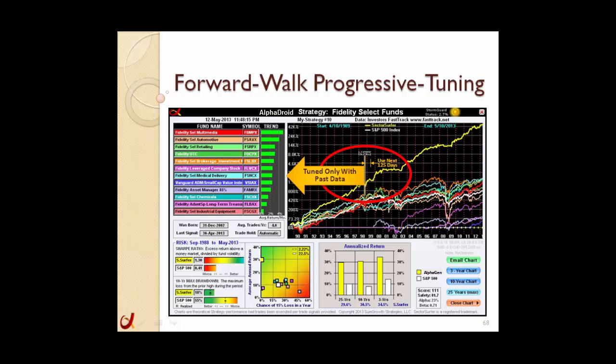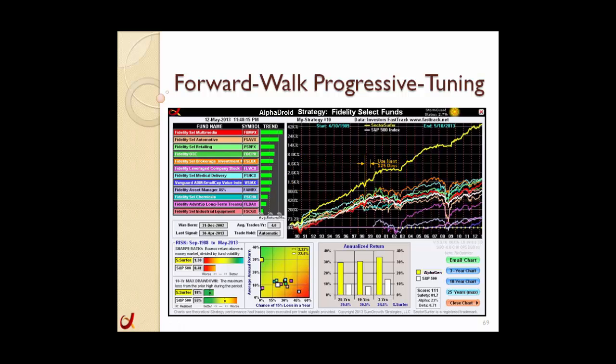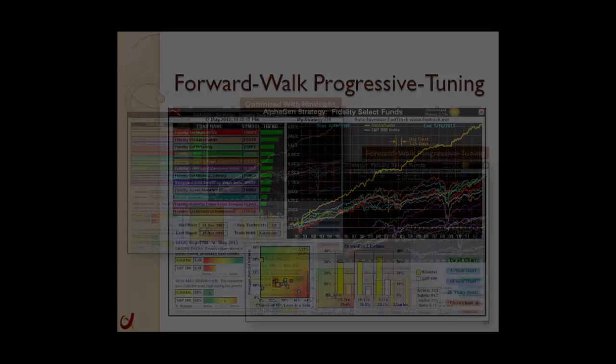As illustrated here, at some point in time labeled now, the algorithm looks back over all past data and determines how best to tune the strategy. Then it uses these parameters for the next 125 days and pauses again to repeat the procedure, and so on across the span of time. Forward walk progressive tuning produced the nice results shown on this chart.